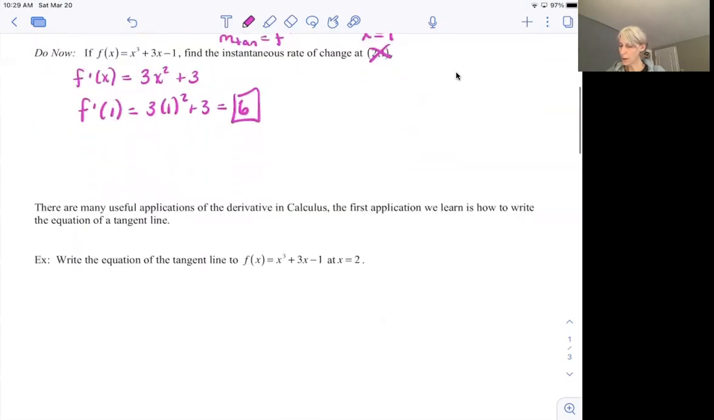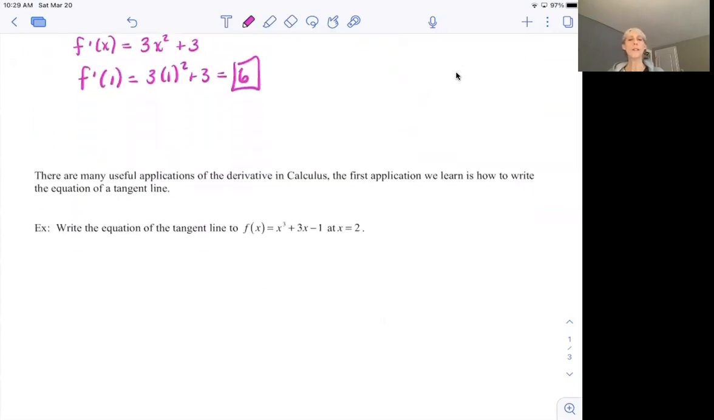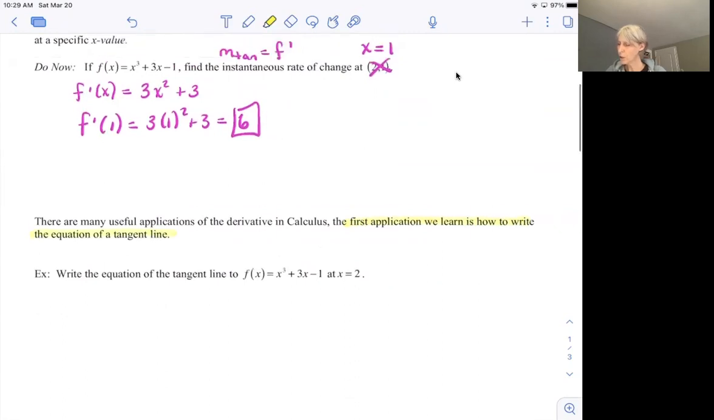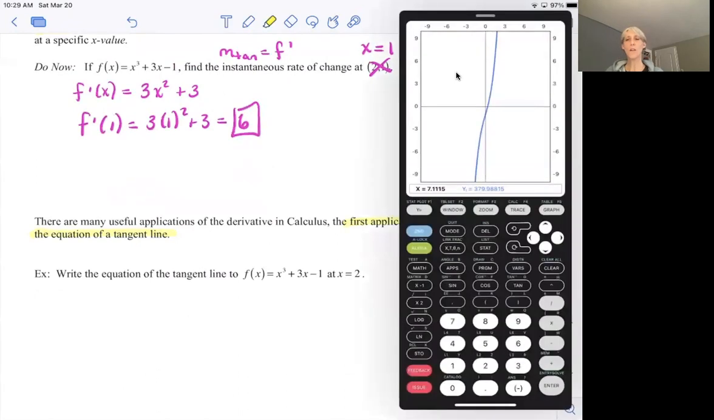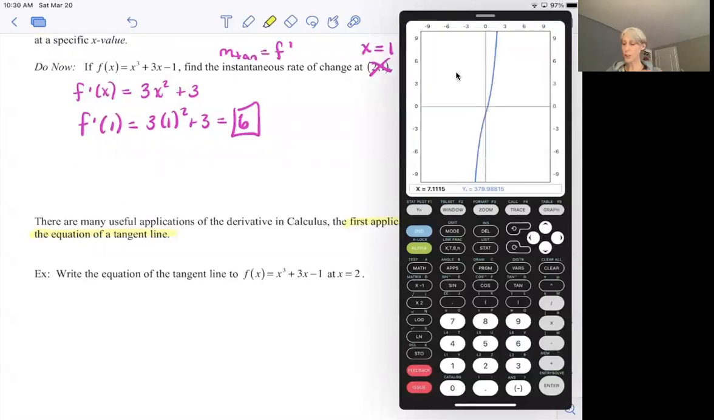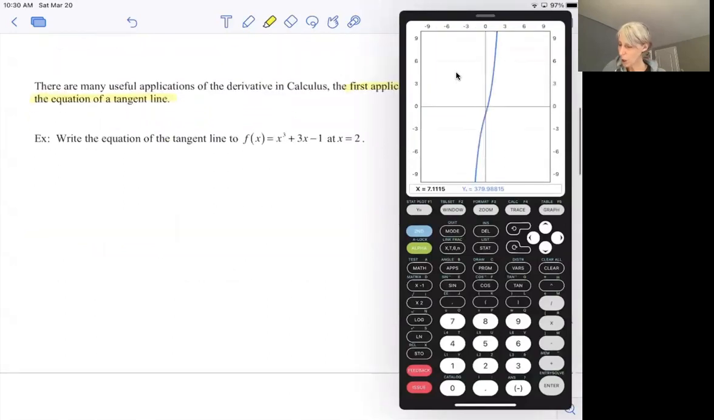So there are many useful applications of the derivative in calculus. The first application we learn is how to write the equation of a tangent line. So let's go back to our function for a second. Let's look at the graph of this function so we get an idea of what we're doing. I put it into my calculator. We're going to just look at the picture. This is our function. So if you think about it, our picture looks something like this. This is not going to be a perfect picture, but our picture looks something like that.